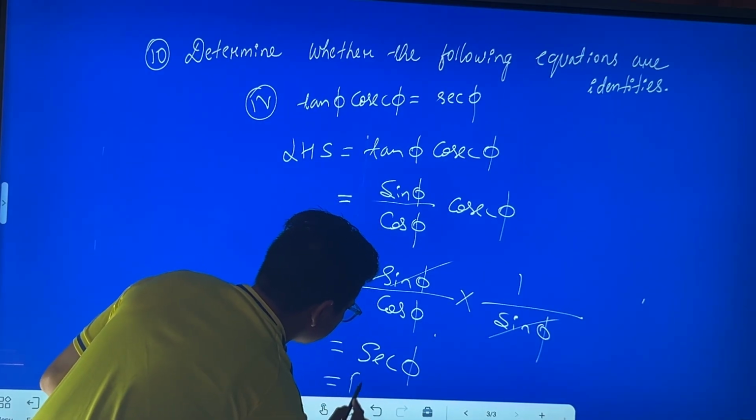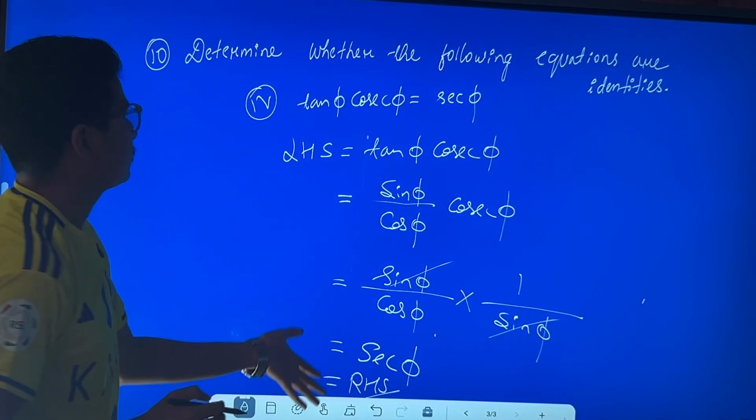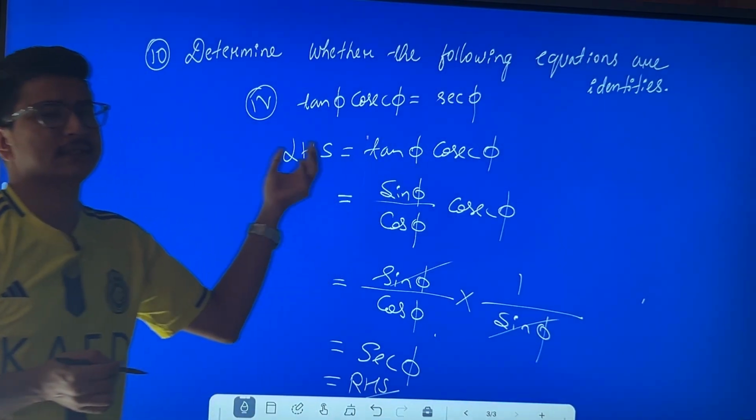So that means this is the right hand side. Left hand side equal to right hand side, meaning this equation is the identity.